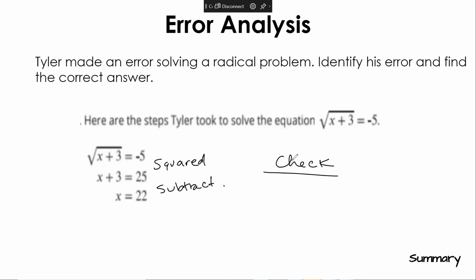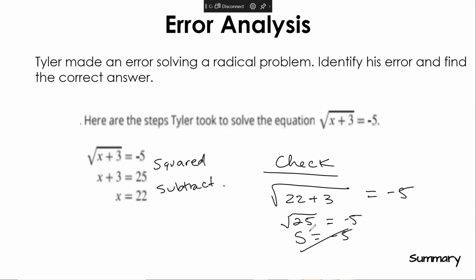He didn't check. So we got to take 22 and we got to plug it back in here. So 22 plus 3 is... and if nothing is written out here, we assume it's positive. So what's the square root of 25? Is 5 equal to -5? No. So not a valid solution, and there would be no solution on that.